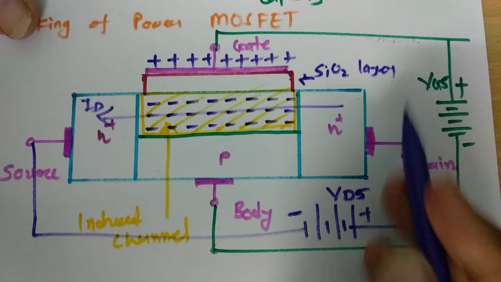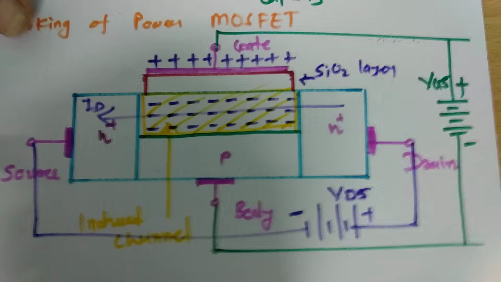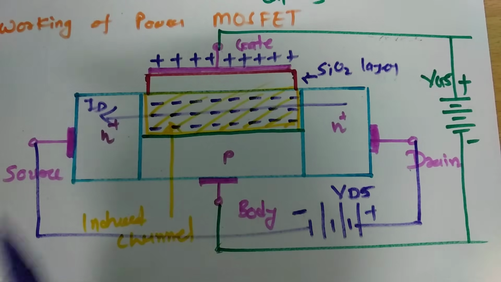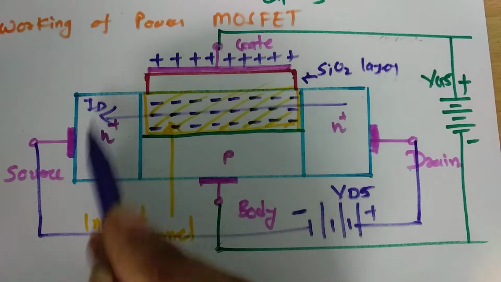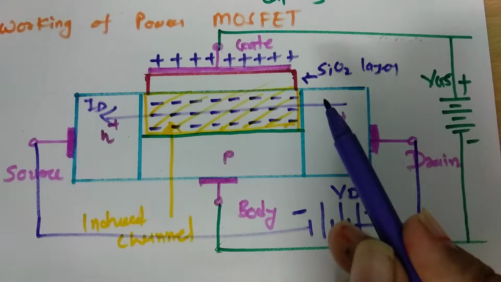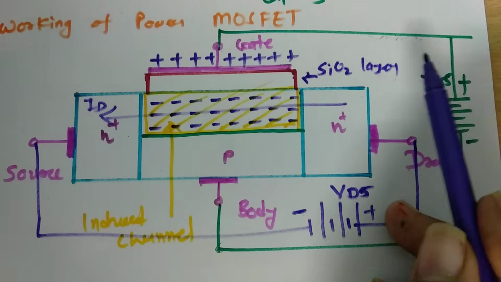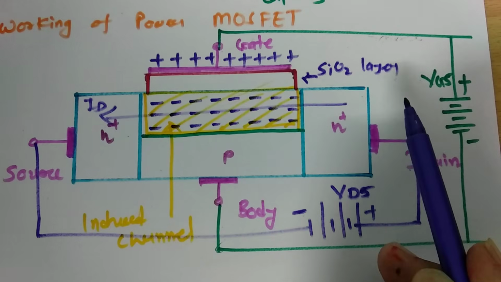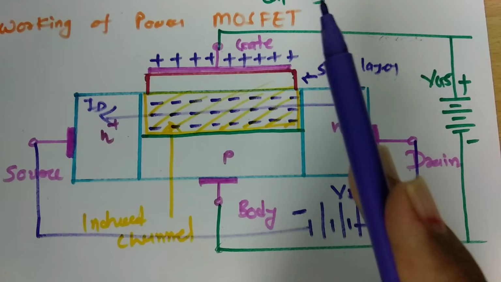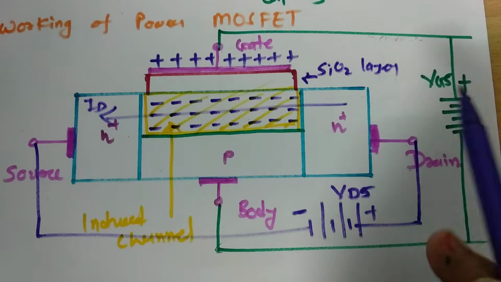But as we increase VGS, there will be an increase of ID current. So that is how power MOSFET is functioning. So power MOSFET is controlled by this VGS voltage. So power MOSFET is controlled by gate voltage. That's why MOSFET is a voltage controlled device.